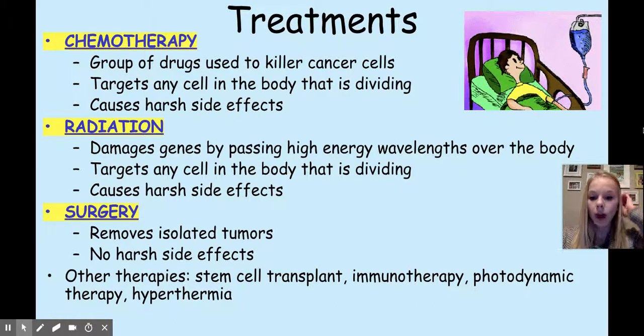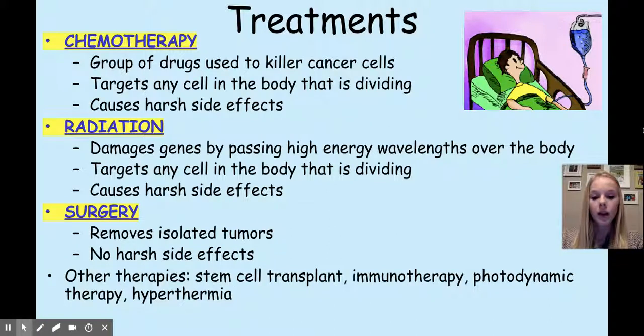While we haven't found a cure for cancer yet, there are many treatments available. The most common treatments are chemotherapy, which is a group of drugs used to target and kill cancer cells, radiation, which uses high energy wavelengths to target and kill cancer cells, and surgery, in which isolated tumors are removed from the body. The problem with treatments that target cancer cells, like chemotherapy and radiation, is that they target all fast-dividing cells, and they cause harsh side effects for the patient.